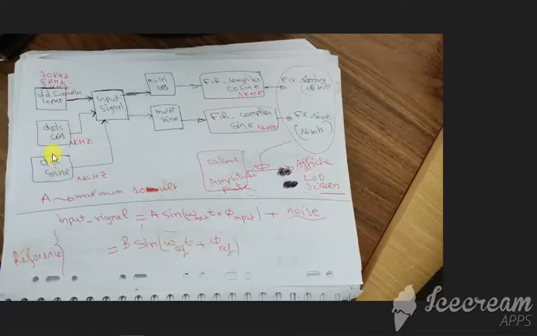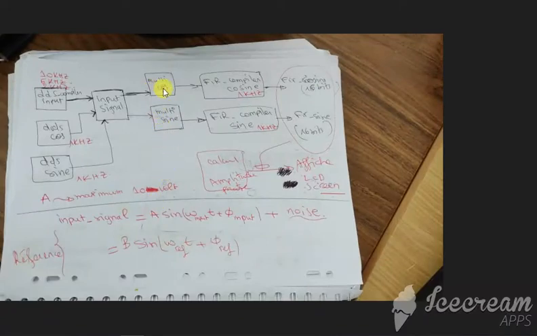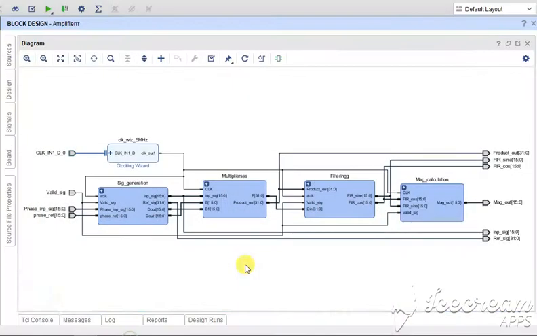As we can see in our block diagram, this is our input signal. First, this one is our input signal, and then we have a reference signal here. So we can see that the input signal is going towards the multiplier here. This is our multiplier cos and this is multiplier sin, and then it is passing through the FIR compiler, and then the magnitude is calculated at the output.